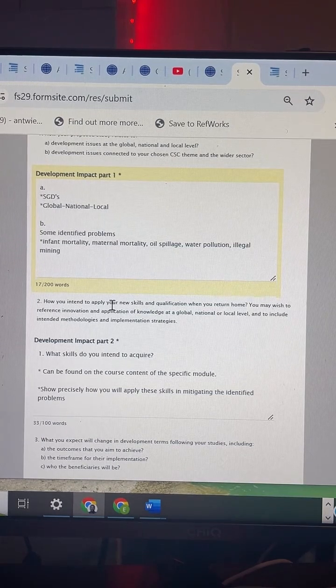And now this candidate will go ahead. So we are now telling a story. That's how your essay should flow. So the next question: how you intend to apply your skills and qualification when you return.